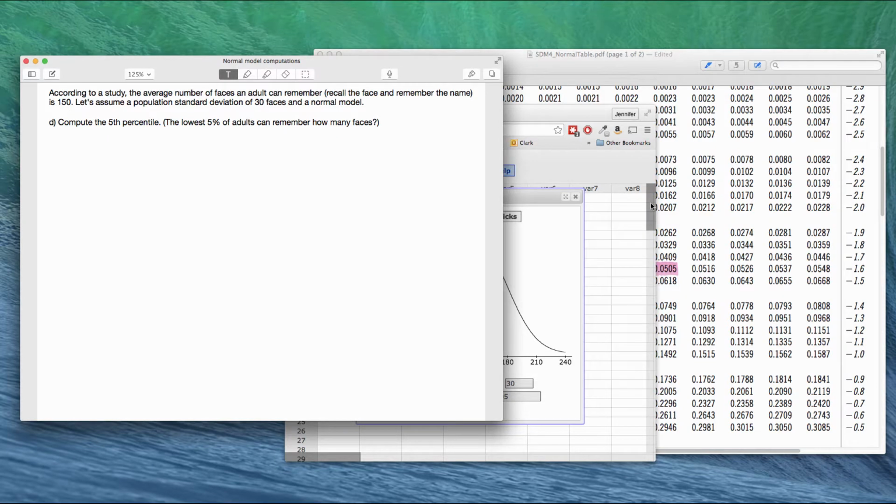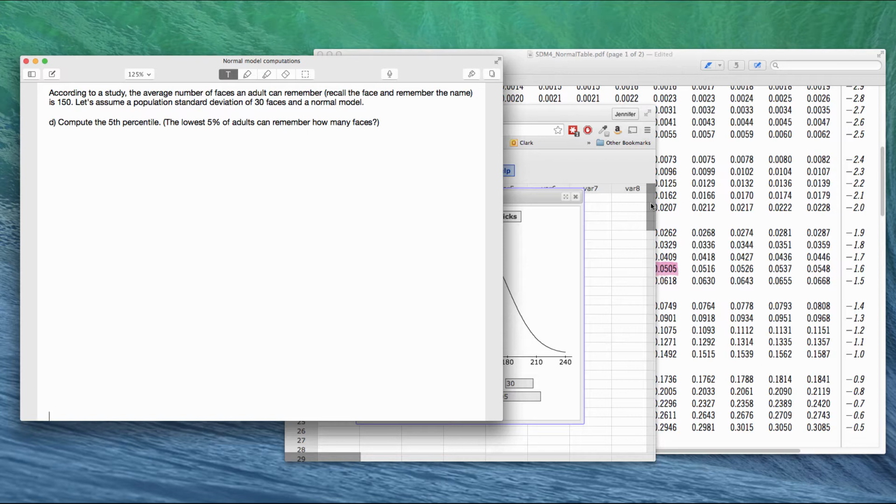In this video, we'll use the normal model in a different way. This time we're going to start with a percentage and we want to find a cutoff for that percentage. In this example, the average number of faces an adult can remember is 150 with a standard deviation of 30 and a normal model. We want to find the 5th percentile. So that's just another way of saying the lowest 5% of adults would be able to remember how many faces.